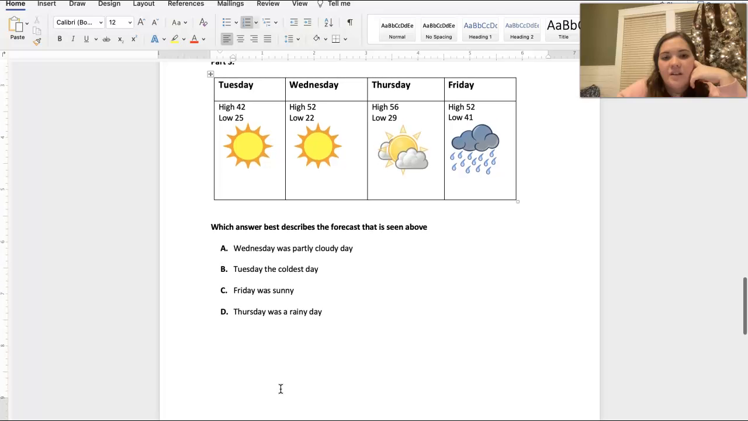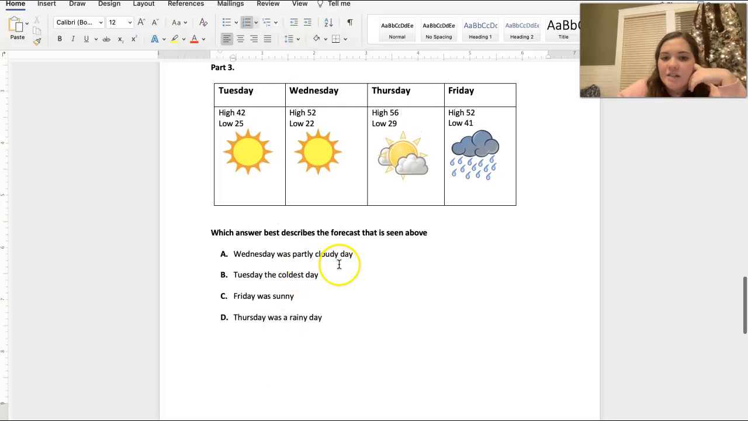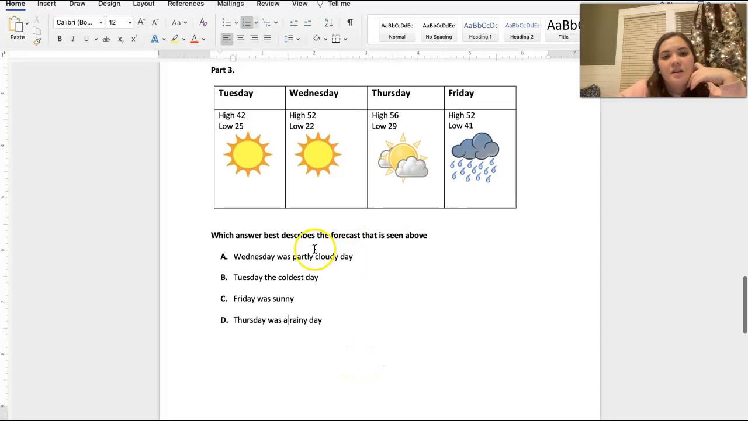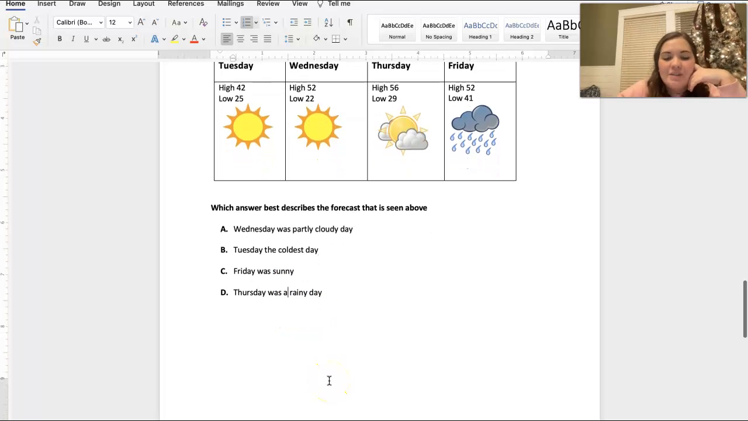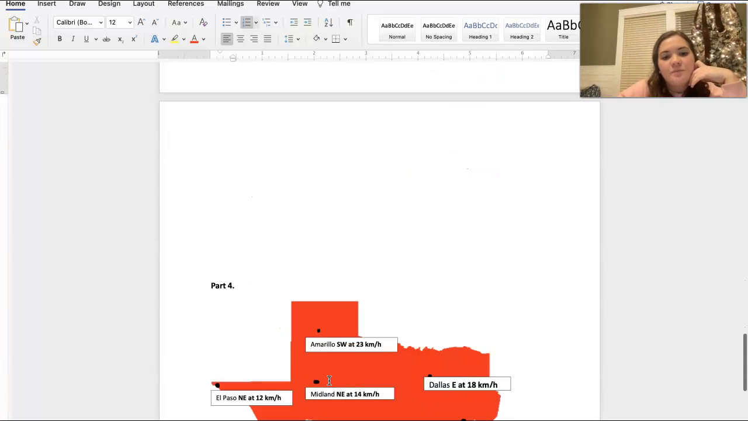Part 3. Which answer best describes the forecast that's seen above? Do you see Tuesday, the coldest day? The high's 42. That's lower than the rest. I believe that's right. Tuesday is the coldest day.